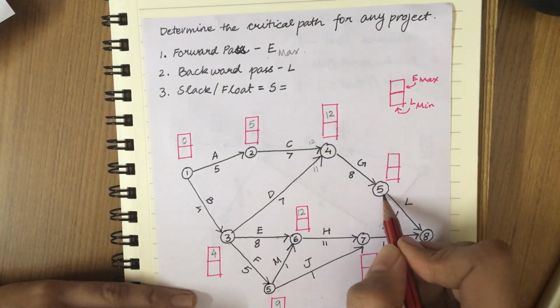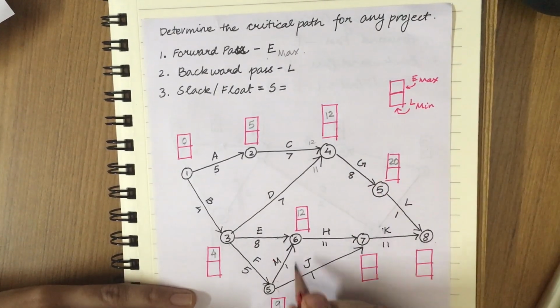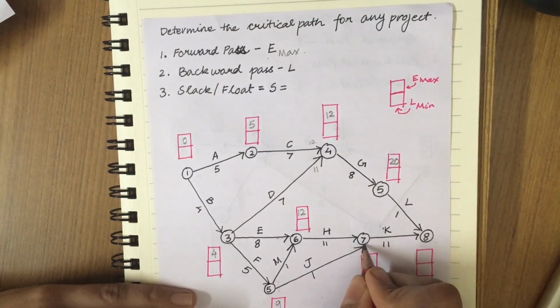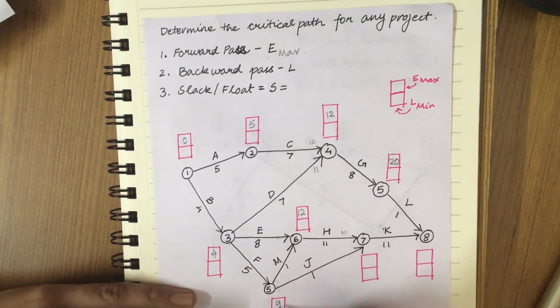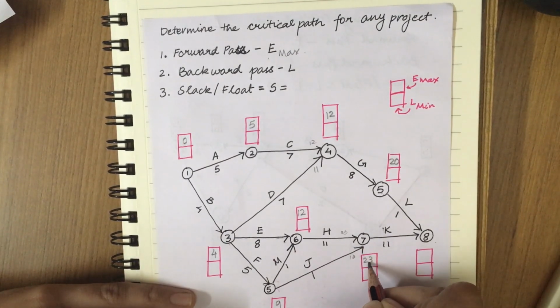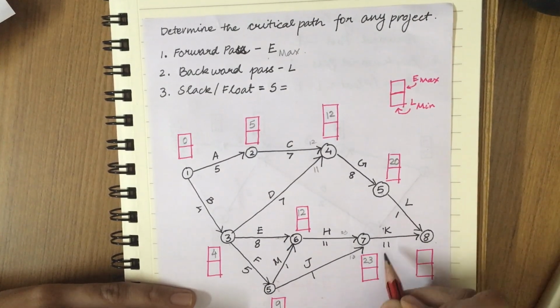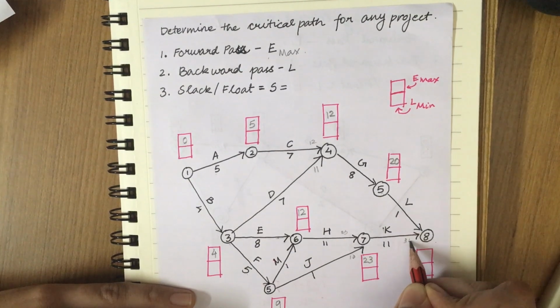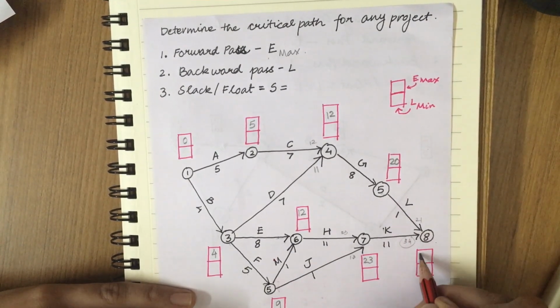For the fifth event, 8 plus 12, that is 20. For the seventh event, 11 plus 12, 23. 9 plus 1, 10. So we'll take 23. For the eighth event, 23 plus 11, 34. 20 plus 1, 21. So we'll take 34.